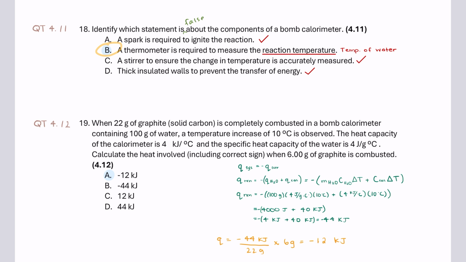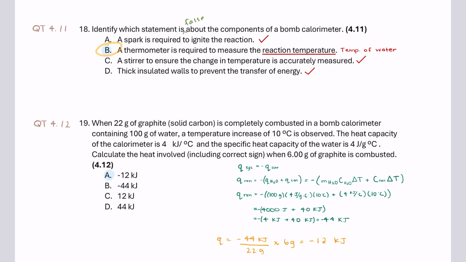In fact, it's B, but we'll still work through C and D. C says a stirrer to ensure the change in temperature is accurately measured. This is true. A stirrer is included to keep the water well mixed so that heat is evenly distributed. Without it, you might get hot spots or temperature gradients, which would distort the temperature reading.